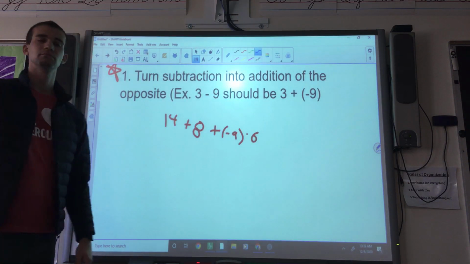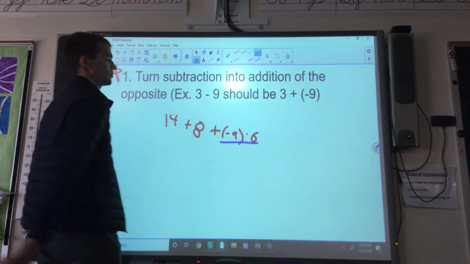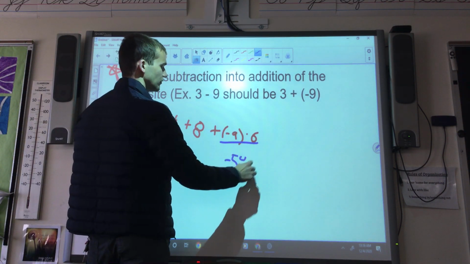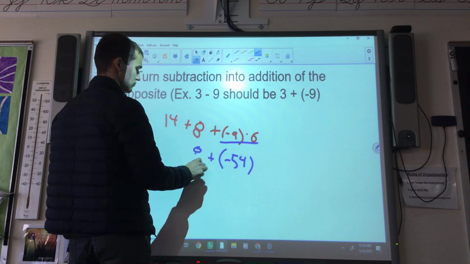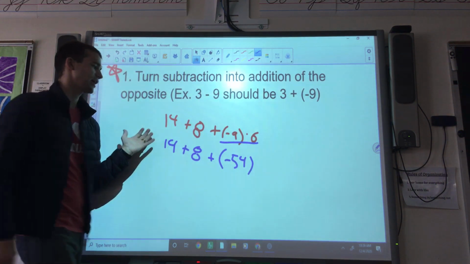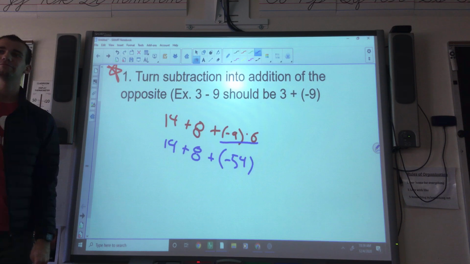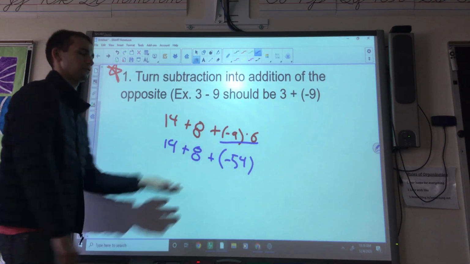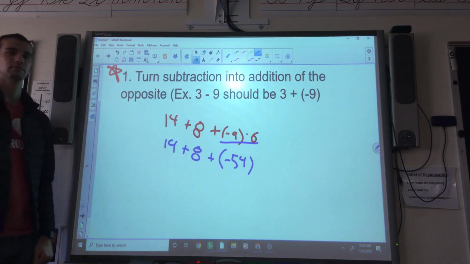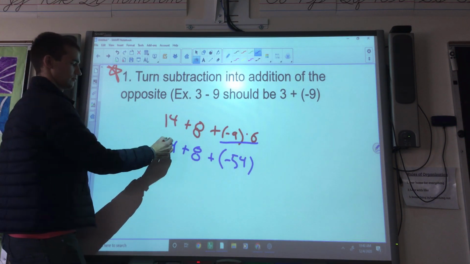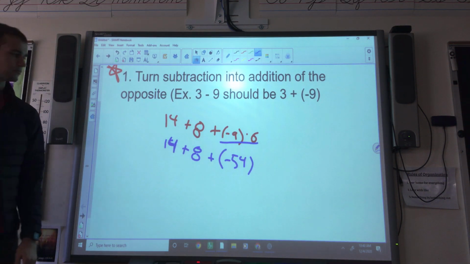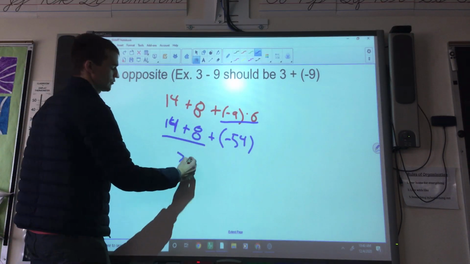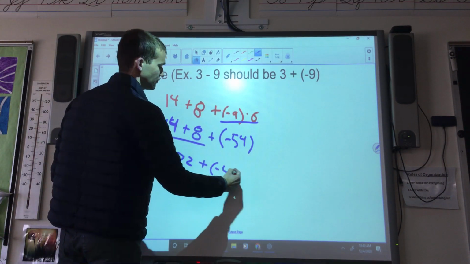So negative 9 times 6. Multiplication, division. Negative 9 times 6 is negative 54. And now we have all additions, so that means we can switch them around. We can move them around however we want. Use the commutative property. What's the first thing that's going to be easiest for us to do right away? 14 plus 8, which is 22. Make this 22 plus a negative 54.